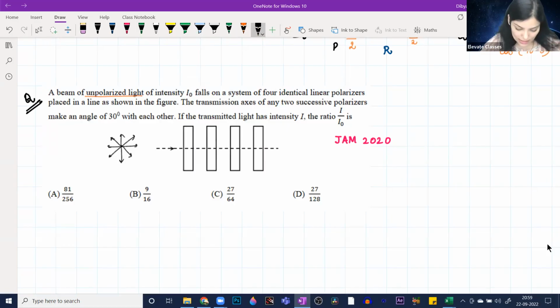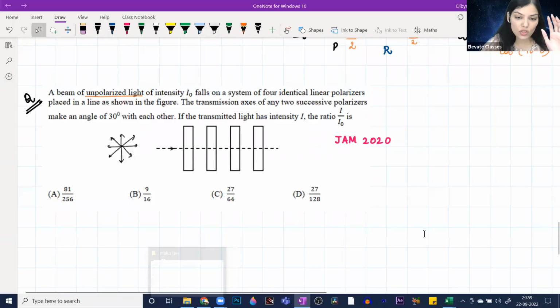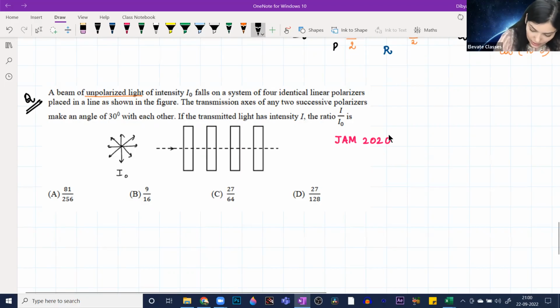Okay. So this is falling on 4 polarizers. The transmission axes of any 2 successive polarizers make an angle of 30 degree with each other. So every time the transmission axis rotates by 30 degrees, okay? So if the transmitted light has intensity I, then find the ratio I by I0. So this is I0, the input intensity. We have to find out the output intensity. So basically you have to apply Malus law. Okay, so solve this.